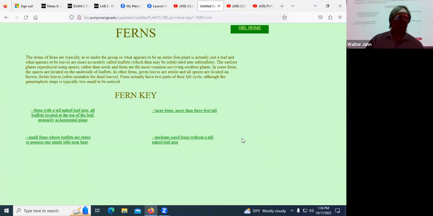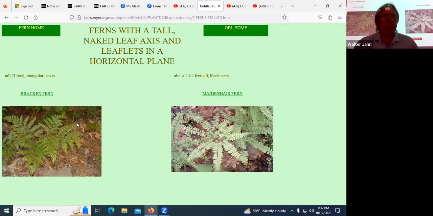But now if you were to look at ferns, there's more. And what you want to do on keys, once again, is start asking questions which say, all right, well, based on your answer, I'm just going to go to this area now. I'm not going to consider all ferns. I'm trying to narrow it down until I'm getting smaller and smaller. So am I looking at ferns with a tall naked leaf axis where all the leaflets are located at the top of the leaf in a horizontal plane? In other words, do I see a fern where it grows up and there's nothing green, no leaves here? Like it just has the stem of a tree. And then all the leaflets occur at the top, in a flat plane. If I say yes, that's what I'm looking at.